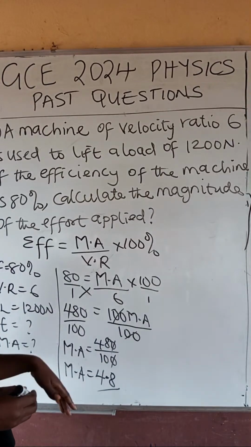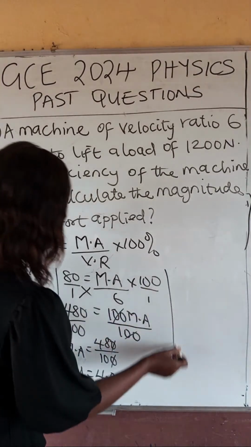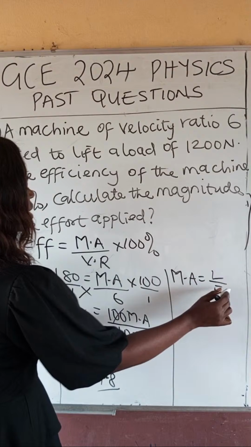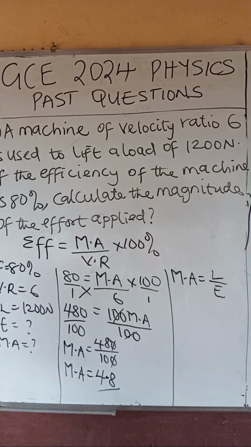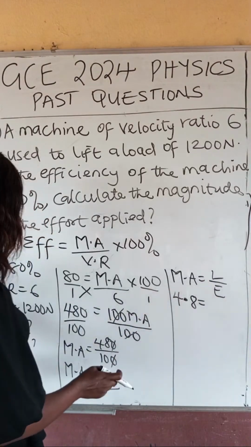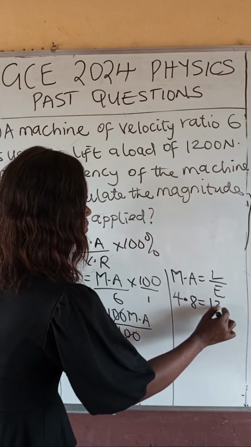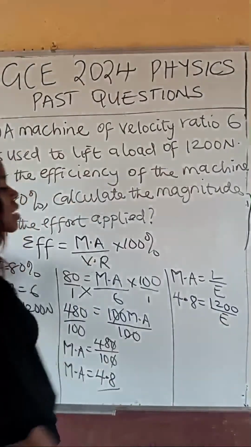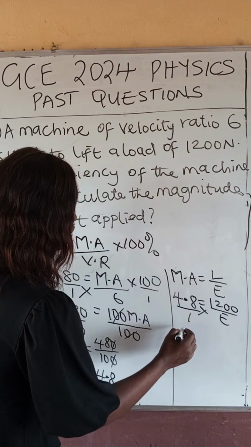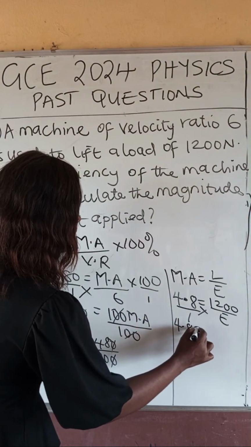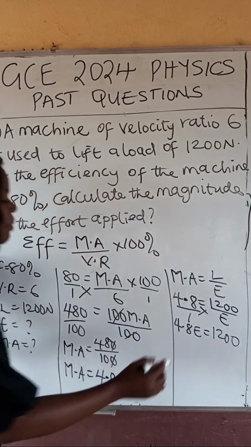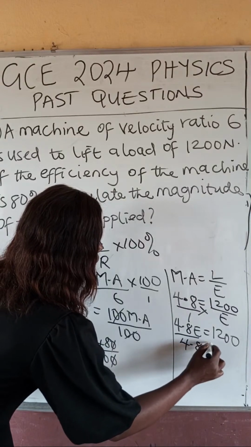But what I'm actually looking for is the effort. I'll still remember that mechanical advantage is equal to load over effort. Now, what is my mechanical advantage? I got it at 4.8, is equal to, what's my load? My load is 1,200 divided by E, right? I'm going to cross multiply. This is over 1, cross multiply. So this is 4.8E is equal to 1,200. So the next thing I'm going to do is to divide by the coefficient of E, which is 4.8.